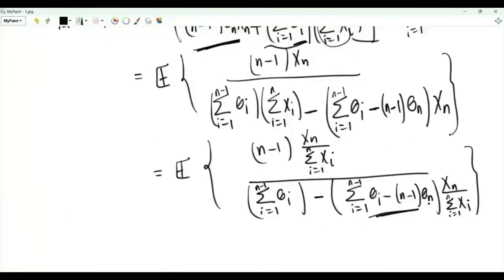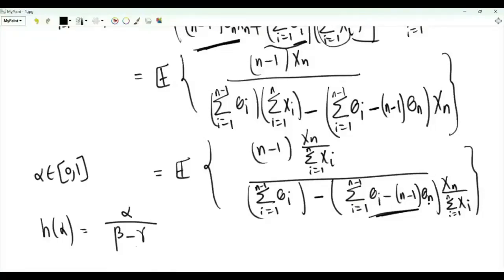Let's consider another function, h of alpha. Alpha is between 0 and 1. Alpha plays the role of xn, which is one of the positive random variables, divided by their sum. In the denominator, we have a positive constant, beta, minus another positive constant, say gamma. Then we have the same argument, alpha. This is the sum from theta1 to theta n-1. This is the same sum, and we are subtracting a positive quantity. So in this function, the parameter beta is strictly superior to gamma, and gamma is positive.